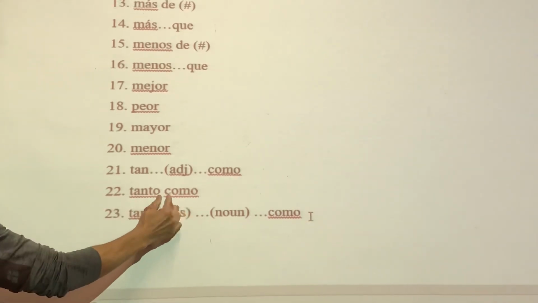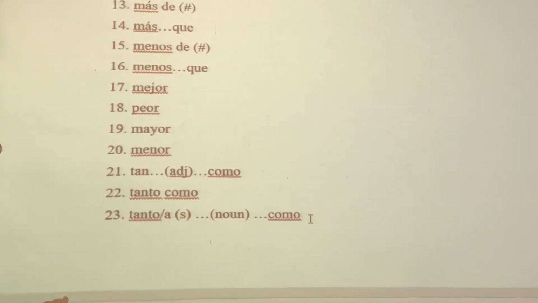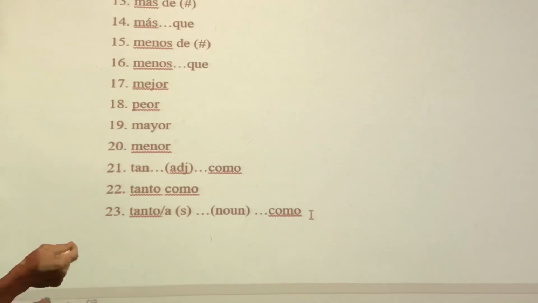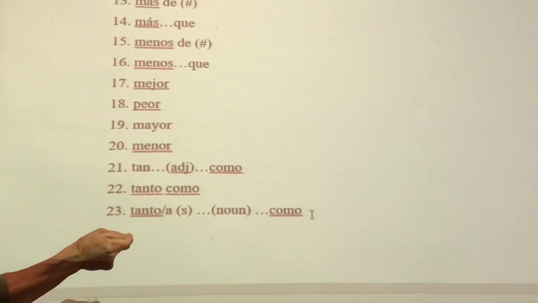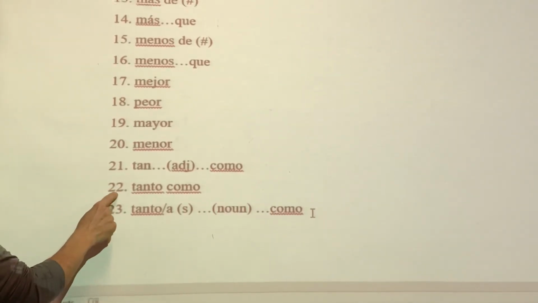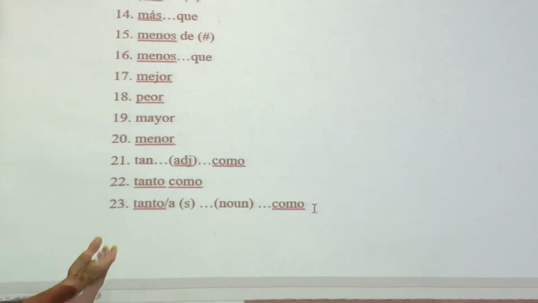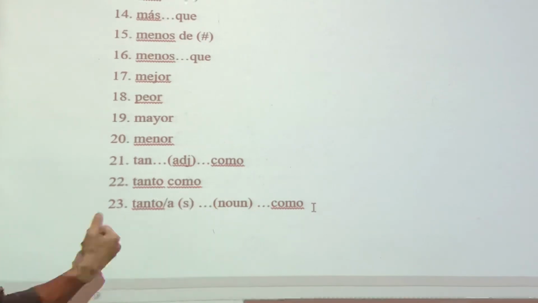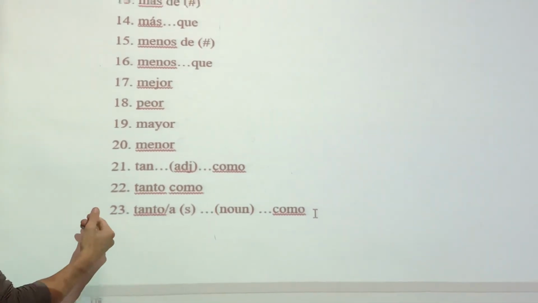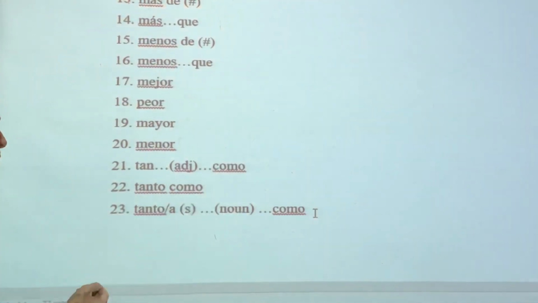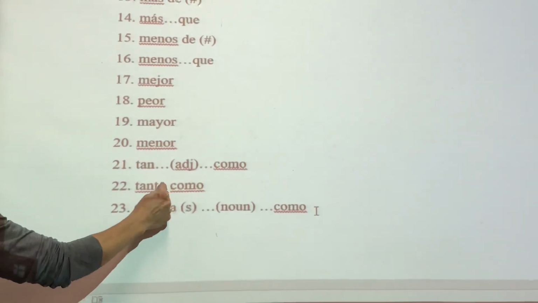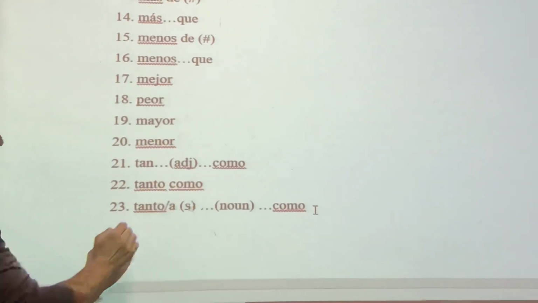Tanto como, when they're squeezed together like that, means as much as. So for example, if I say I like to run as much as swimming, then I'll say me gusta correr tanto como nadar, or whatever your 2 things that you like. I like burritos as much as tacos. And say me gustan los burritos tanto como los tacos. Okay, tanto como, always tanto como when there's nothing between it, as much as.